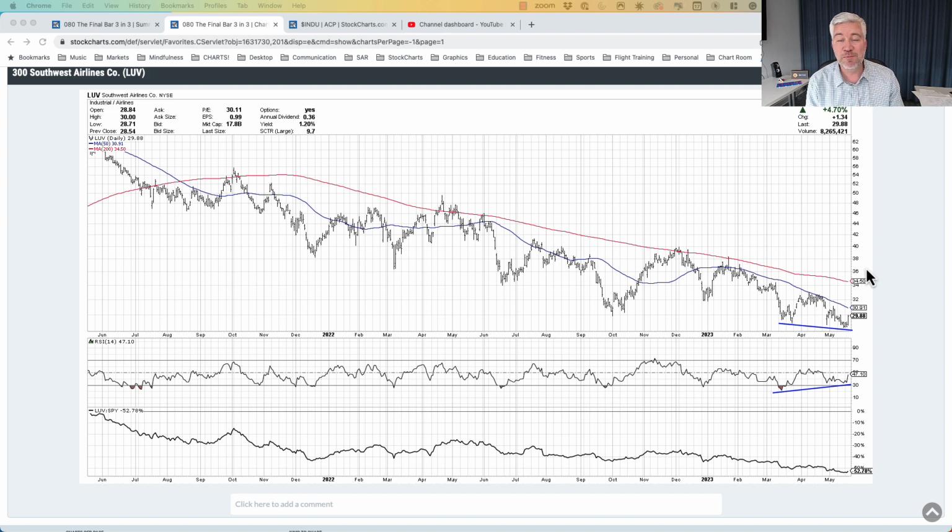So that is a breakdown of the bullish momentum divergence using price and RSI. Two particular examples: Charles Schwab in the financial sector, Southwest Airlines in the industrial sector.